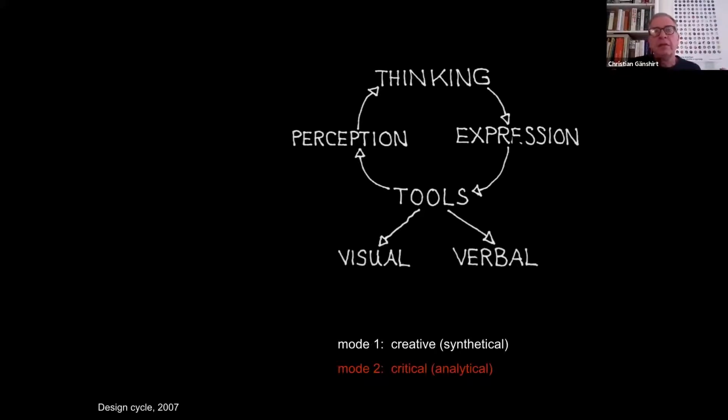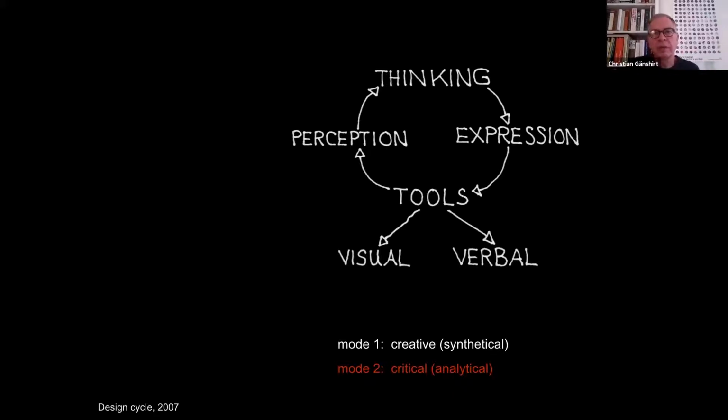And this is a very important secret key to all design activities, because all design activities always follow that cycle. So if you are lost, if you don't know what to do next, you can go back to this understanding: where am I in my design cycle? And what would be the next thing to do? Should I change my thinking? Should I choose a different expression? Should I use different tools to do that? Do I have to perceive my idea in a different way, look at it from a different angle, thinking it again? So this is what I would call the secret key.